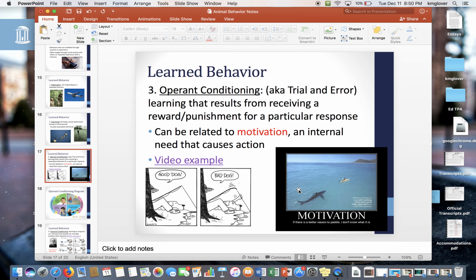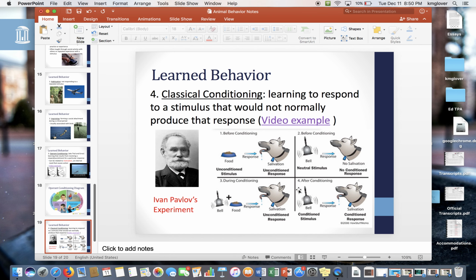That's operant conditioning. It's just trial and error based on getting rewards or punishments. And then finally, you have classical conditioning, and this is actually very cool. Look at this guy. His name's Ivan Pavlov. He looks a little more attractive than the other ones we've seen. Classical conditioning is learning to respond to a stimulus that would not normally produce a response. I'm going to go ahead and explain that.